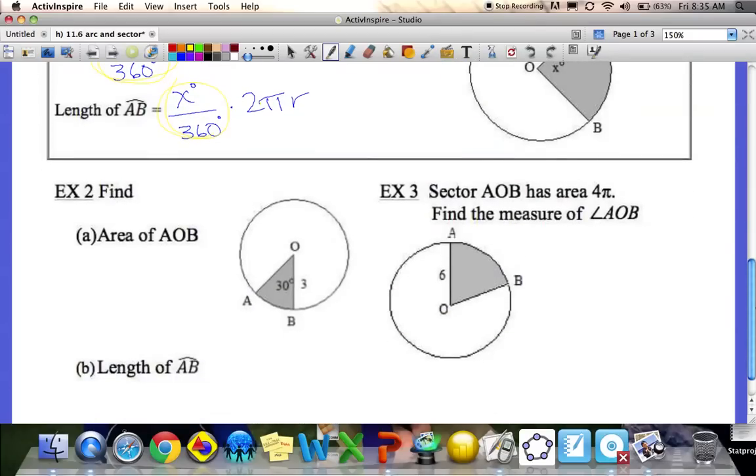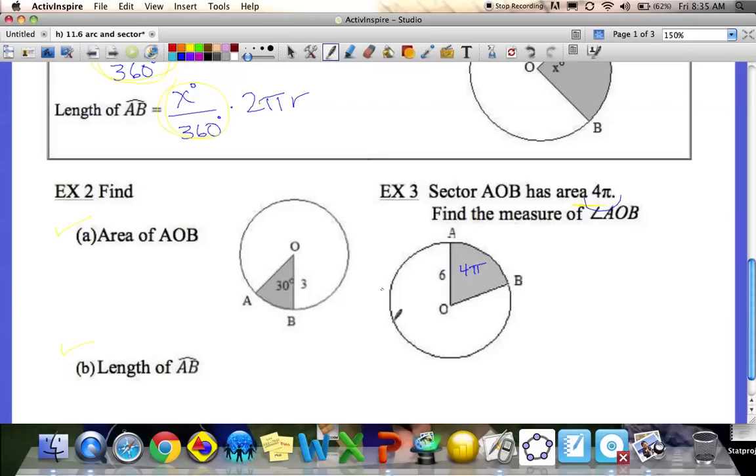And then subsequently, there are some examples which are just like the one we did above. So you do example 2A and you do example 2B. This is a problem that gives you the radius and the entire area of the sector, and you have to find the measure of angle AOB. So the sector is 4 pi.